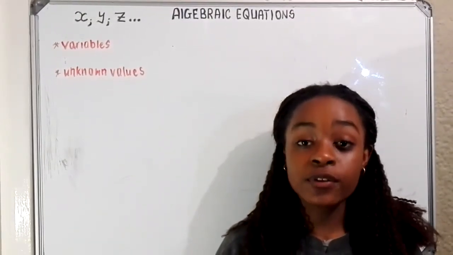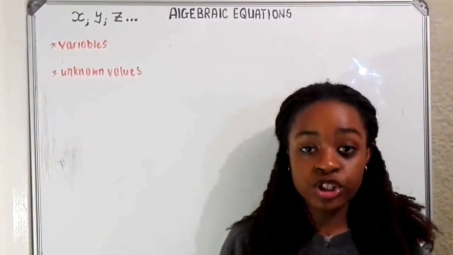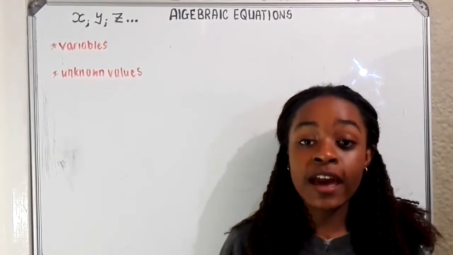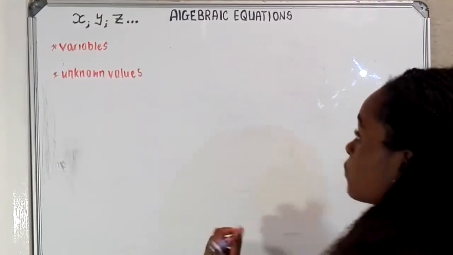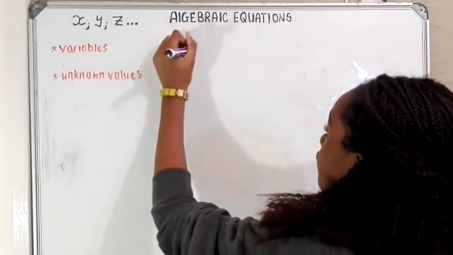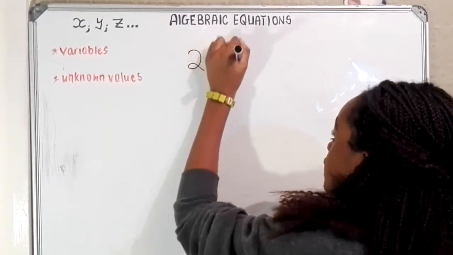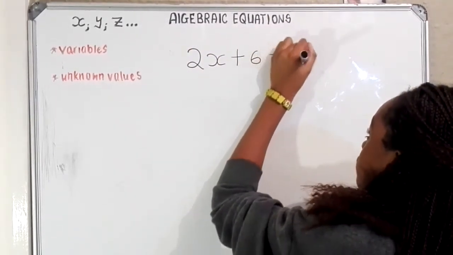Today we're going to solve equations that involve addition, subtraction, multiplication, division, decimals and fractions, and equations that have two variables. Let's start with this basic equation. Say for example, you will have 2x plus 6 is equal to 14.